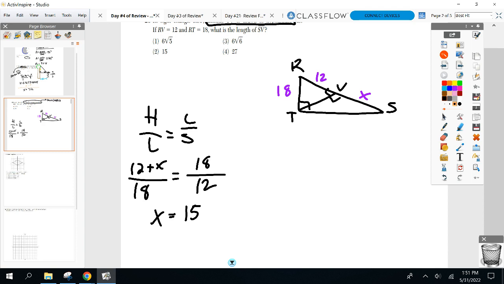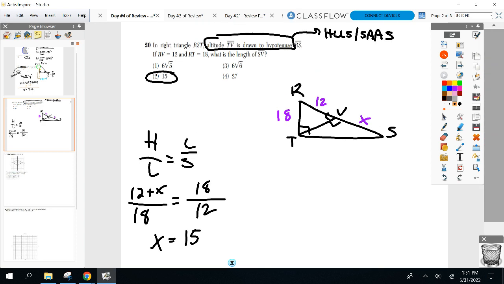What is the length of SV? Okay, I labeled SVX. That is my answer, 15. It might have said, what's the length of RS? And then I would need to add 12 to it. Altitude to the hypotenuse. Hills, SAS. You good? Yes, we're all set?